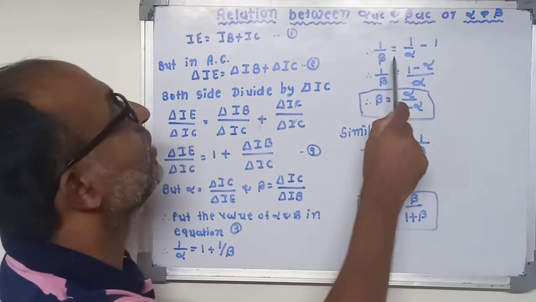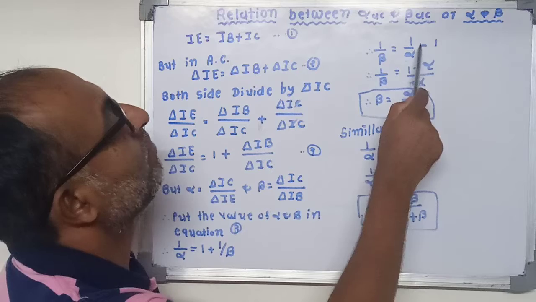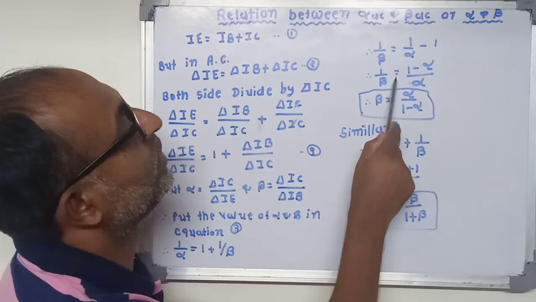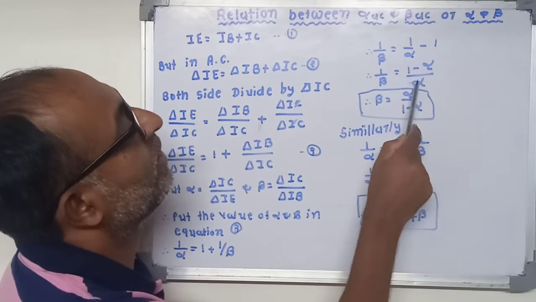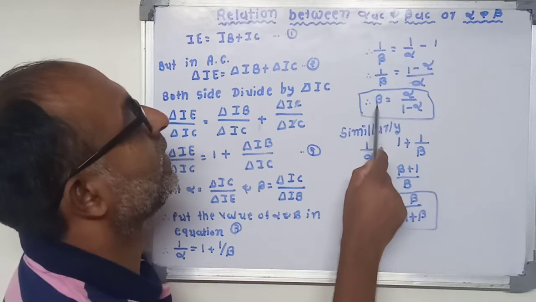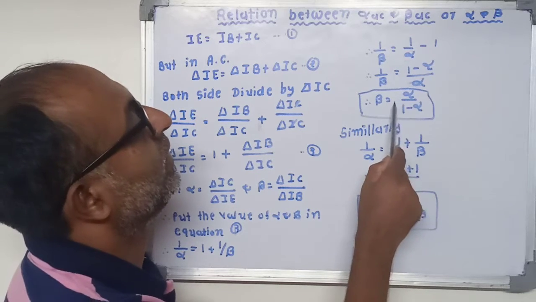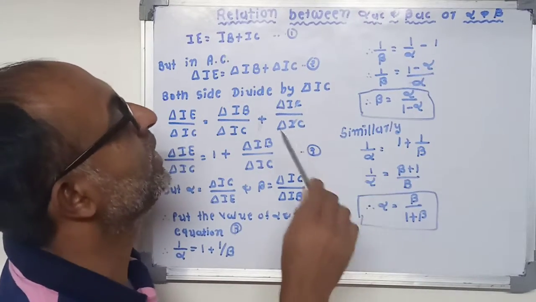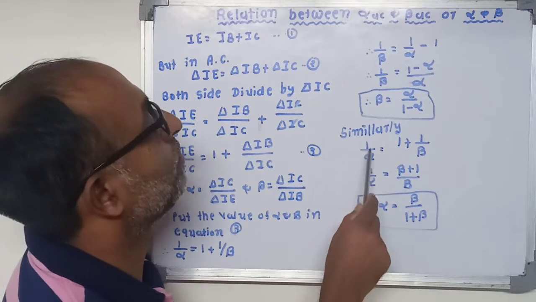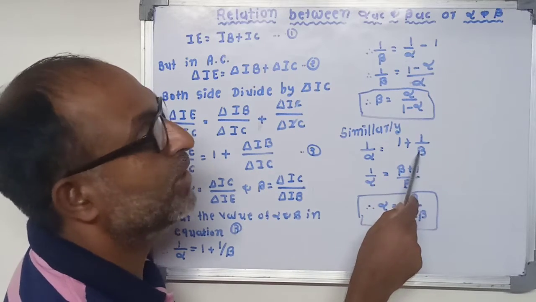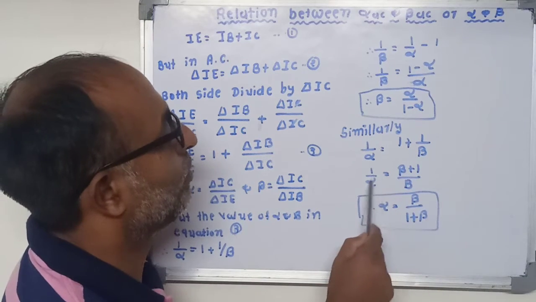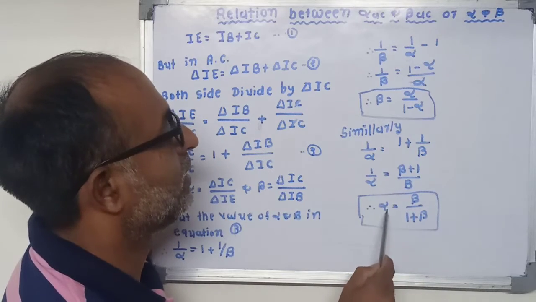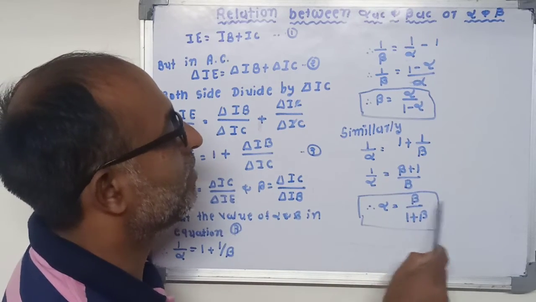So 1 upon beta is equal to 1 divided by alpha minus 1. So 1 upon beta, take LCM alpha. So 1 upon beta is equal to 1 minus alpha whole divided by alpha. So for beta I can write beta is equal to alpha divided by 1 minus alpha. So this is the equation of beta AC or beta. Similarly 1 upon alpha is equal to 1 plus 1 upon beta. Beta taken as LCM. So 1 upon alpha is equal to beta plus 1 divided by beta. So I can write alpha is equal to beta divided by 1 plus beta.